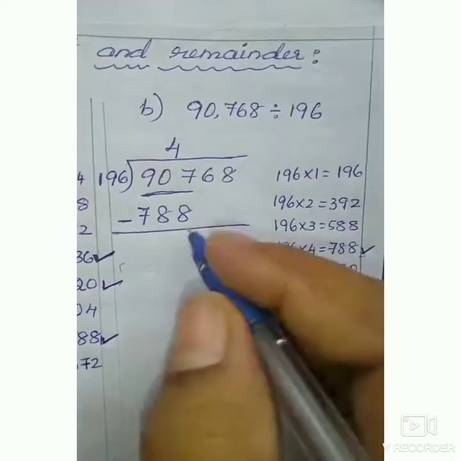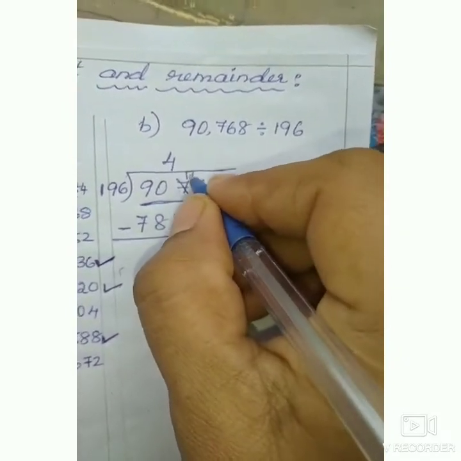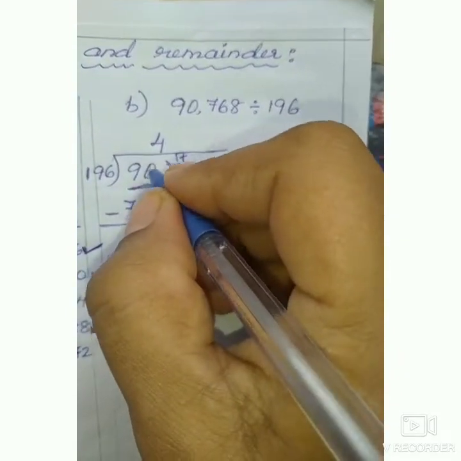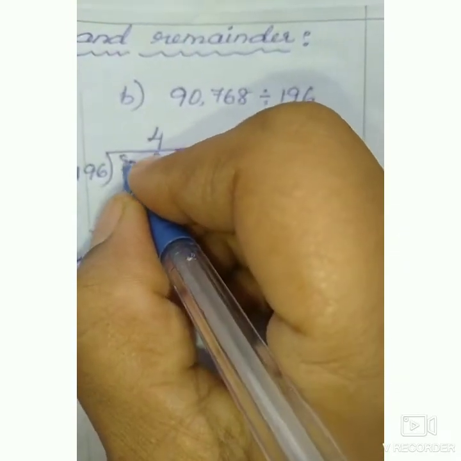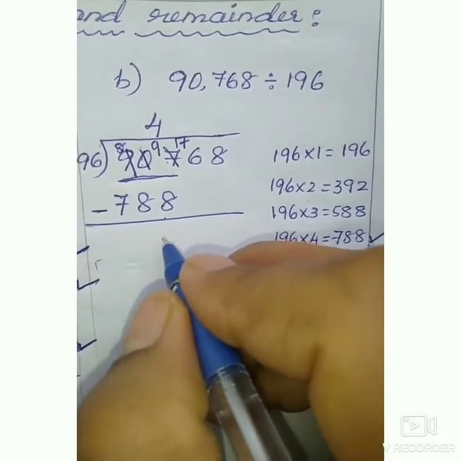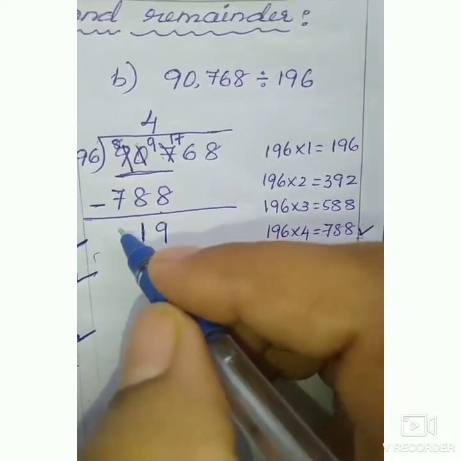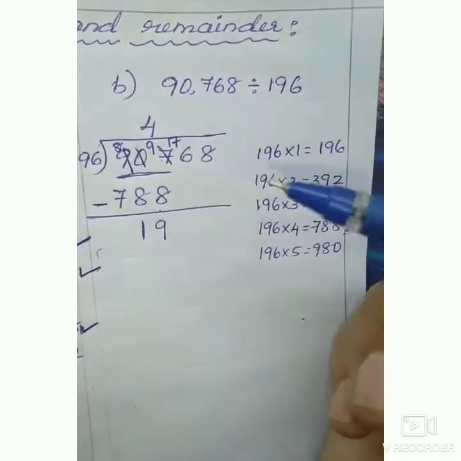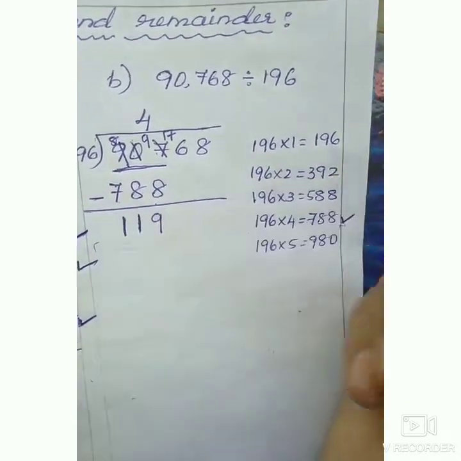788. Now subtract. 7 minus 8 is not possible. So take borrow, make it 17. Here also we don't have digit. Make it 9. You make it this one as 8. Now 17 minus 8 is 9. 9 minus 8 is 1. And 8 minus 7 is 1 again.